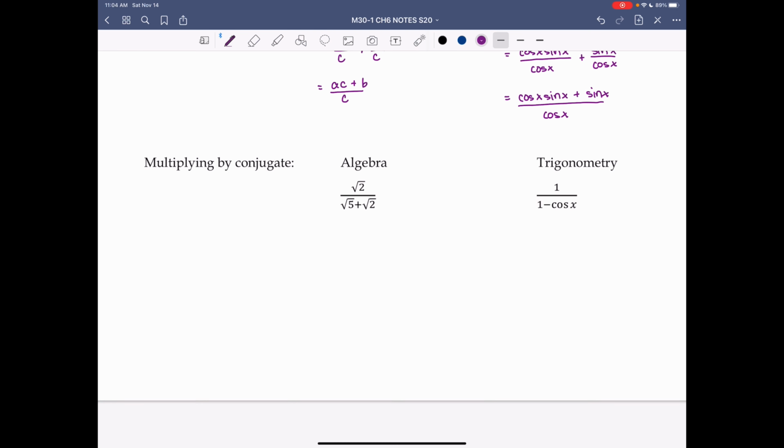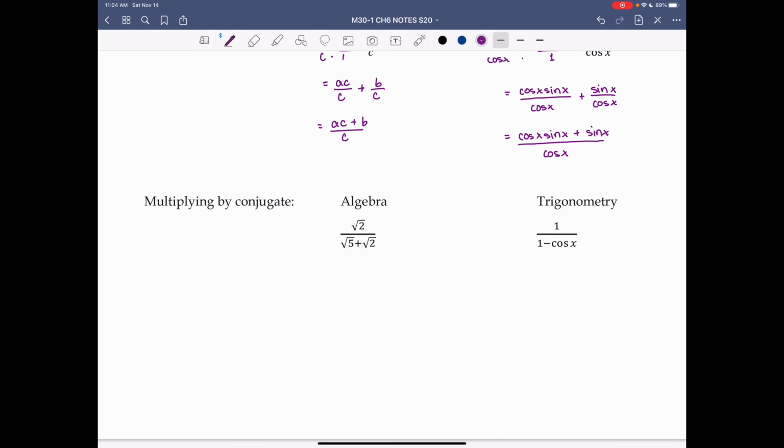Multiplying by the conjugate, an algebraic expression, we have square root 2 over root 5 plus root 2. The conjugate is the binomial but with the opposite sign, so root 5 minus root 2. We multiply that on top and on bottom, root 5 minus root 2. We have to use the distributive property, so multiplying that in, and then this is a binomial times a binomial.